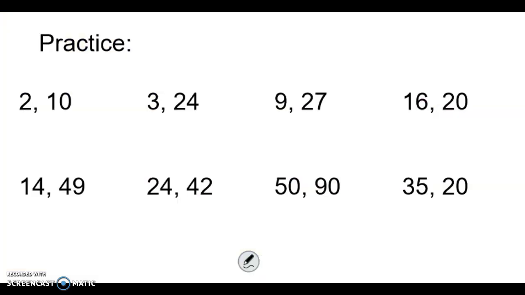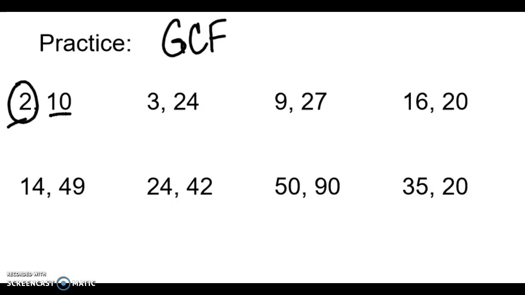Okay, so here's some practice finding the GCF. We're not really factoring yet. We're just going over what a GCF is again. Remember, the GCF could be your smaller number. So if you look at a pair of numbers and 2 goes into 2 and 2 goes into 10, 2 is the biggest thing that goes into both of those. 2 is your greatest common factor.